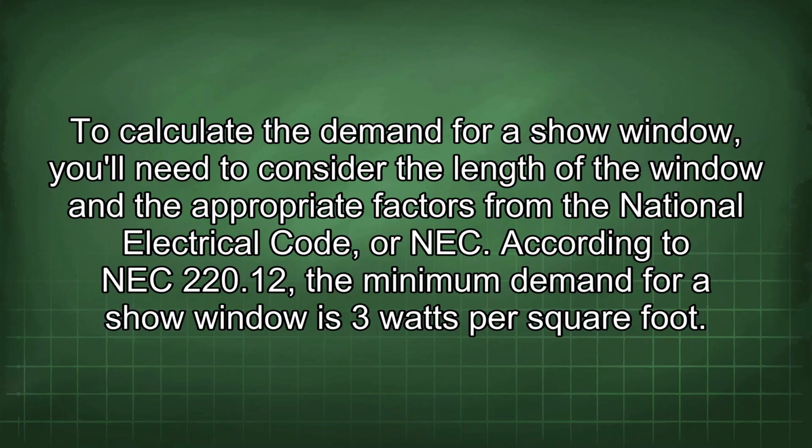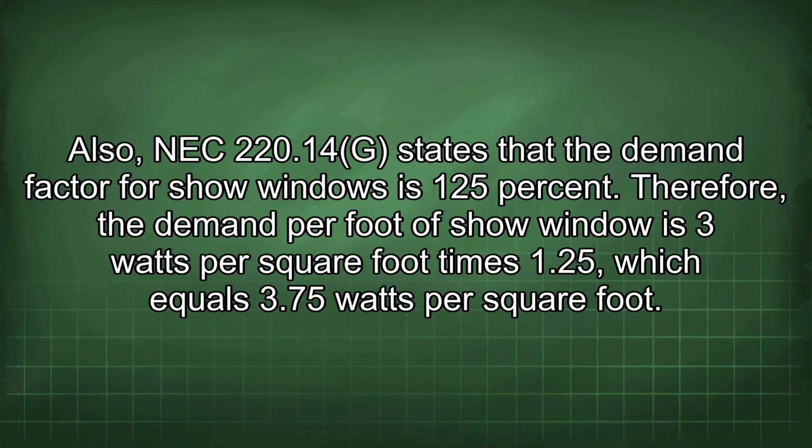To calculate the demand for a show window, you'll need to consider the length of the window and the appropriate factors from the National Electrical Code, or NEC. According to NEC 220.12, the minimum demand for a show window is 3 watts per square foot. Also, NEC 220.14G states that the demand factor for show windows is 125%.